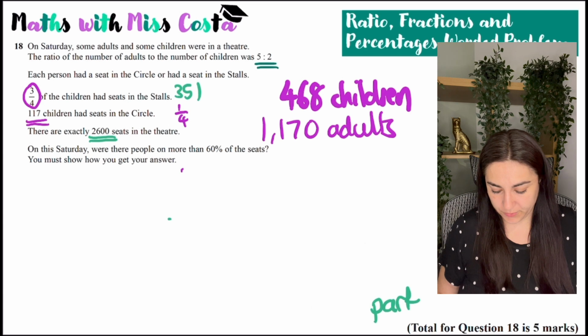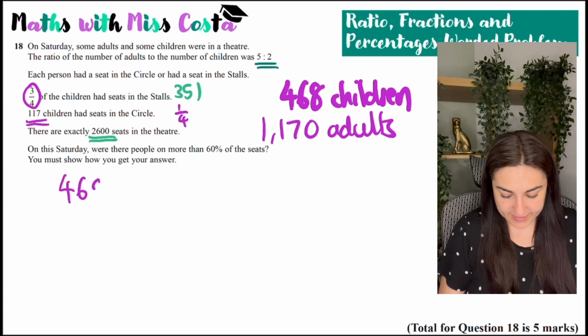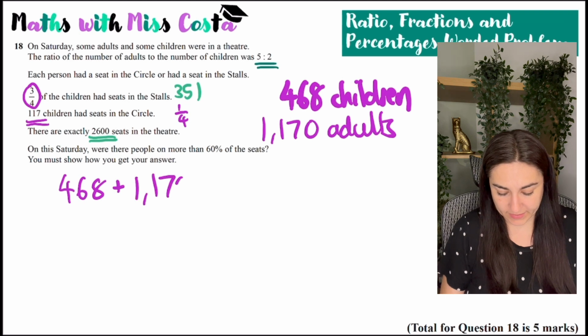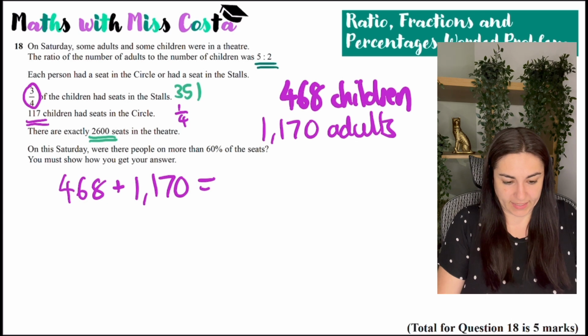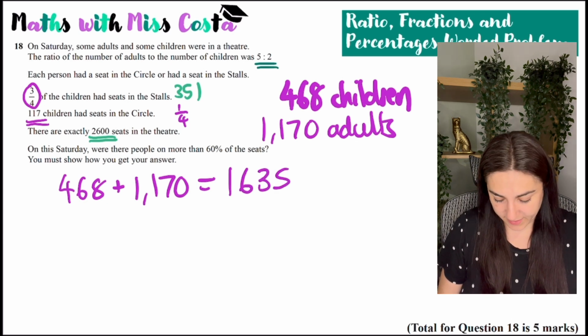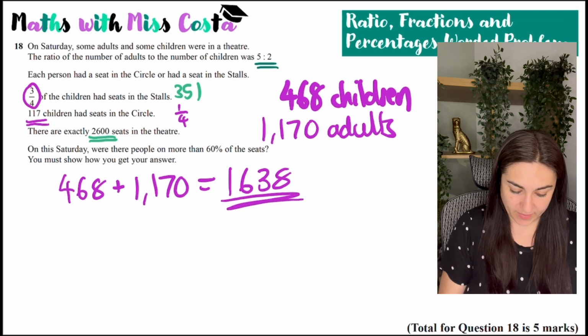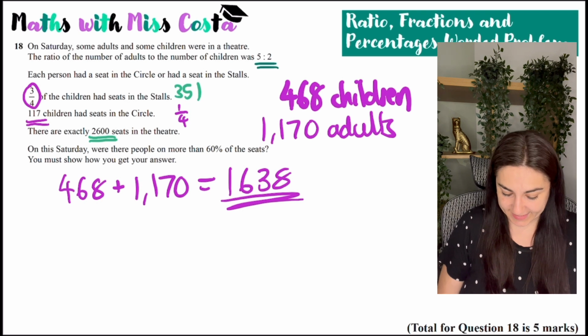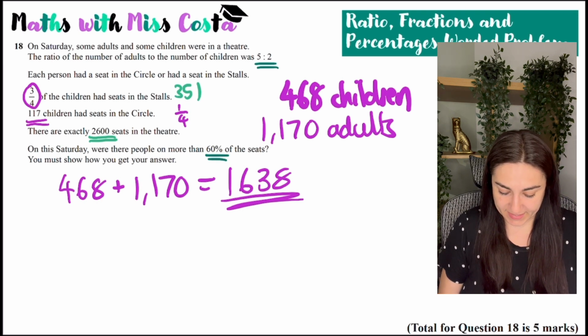Well, in total, I would do 468 plus 1,170, which gives me 1,638. The question says that there are 2,600 seats, and I need to know if there were people on more than 60% of the seats.